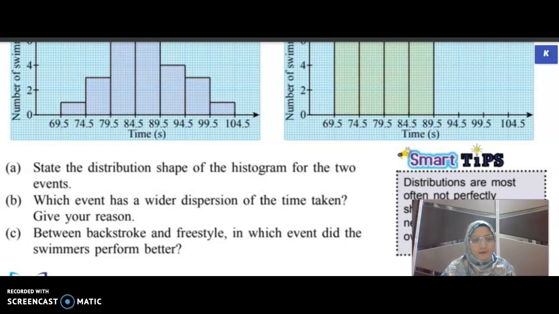Question C. Between backstroke and freestyle, in which event did the swimmers perform better? The solution. 100-meter freestyle. This is because most of the swimmers recorded a better time.